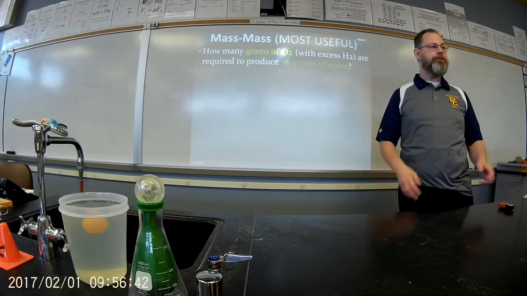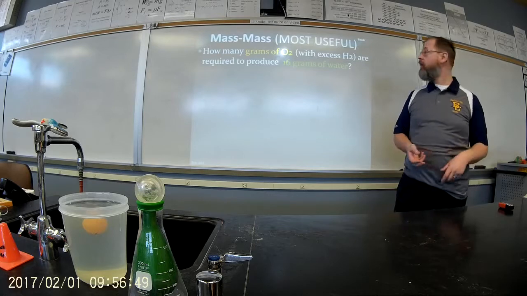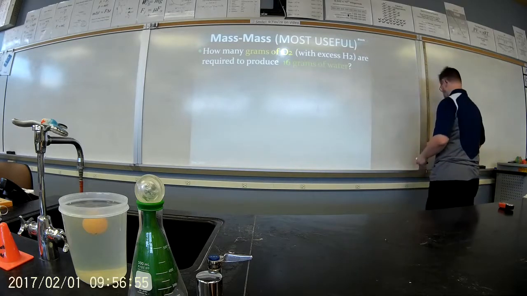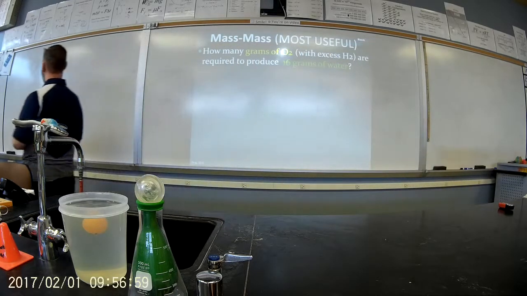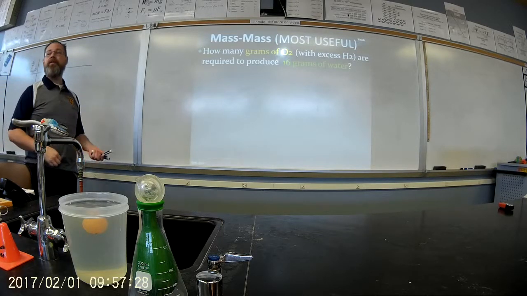Here we go. So, here's our question. How many grams of oxygen, O2, with excess hydrogen are required to produce 16 grams of water? So, we're going to make our T-chart. What's going to go in our first box of our T-chart? 16 grams of water. Once again, how many things go in each box? 3. 3 things go in each box. We have our number, we have our unit, and we have our label or our chemical. 16 grams of H2O is what the exercise gives us.